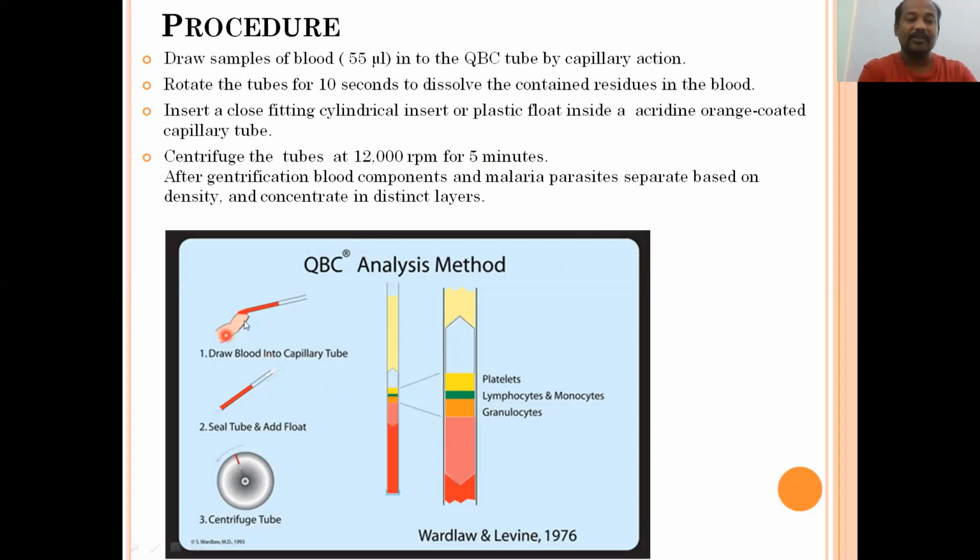You can see the capillary tube kept at the finger, oozing the blood. Then this tube is fitted with the plastic float. Then we go for centrifugation. You can see the small tube is enlarged. The float enlarges the particular area where the cell contents are. So this is the enlarged view of the float.